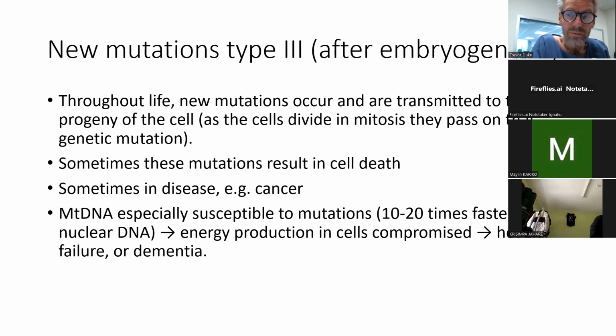And I mentioned before that in 1 in every million mitoses of the cells in our body, there'll be some sort of mutation. And throughout our life, new mutations can occur, and they can be transmitted to the progeny of that cell, that is the subsequent cells. They won't usually be passed on to subsequent offspring, but they may result in certain things like cell death, or sometimes they may result in disease.